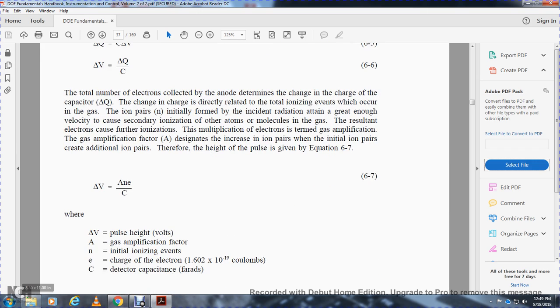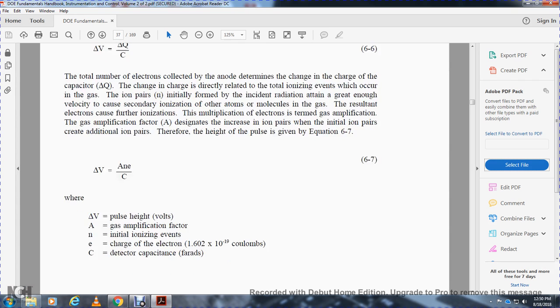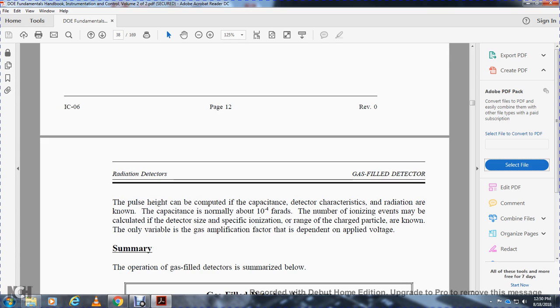The pulse height in volts is equal to the gas amplification factor times the initial ionization events times the charge of the electron, 1.602 times 10 to the negative 19th coulombs, over the detector capacitance in farads. The pulse height can be computed with the detector capacitance and the character of the radiation known. The capacity is normally about 10 to the negative 4 farad. The number of ionizations may be calculated from the specific ionization of the charged particle, with the only variable being the gas amplification factor, dependent on the applied voltage.